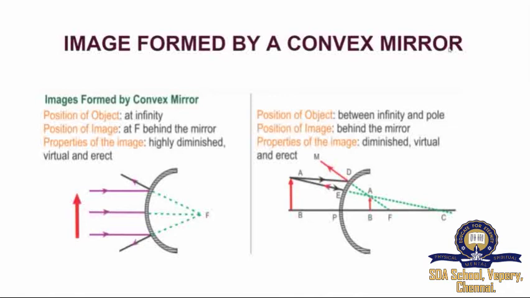Now we will see the image formed by a convex mirror. Images formed by convex mirror. First, the position of object is at infinity. The position of image is at F behind the mirror, and the properties of the image is highly diminished, virtual and erect. If the position of object is between infinity and pole, the position of image is behind the mirror, then the properties of the image is diminished, virtual and erect.